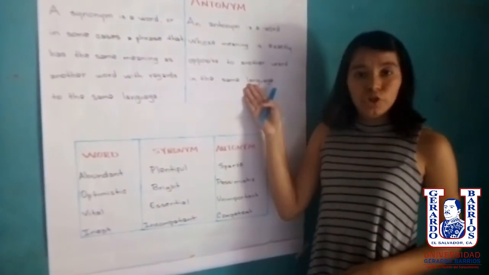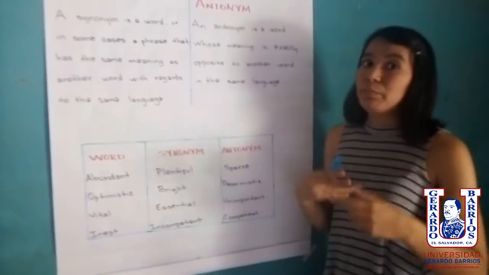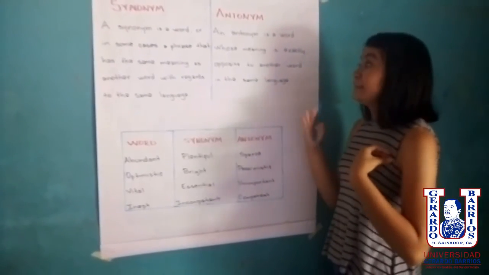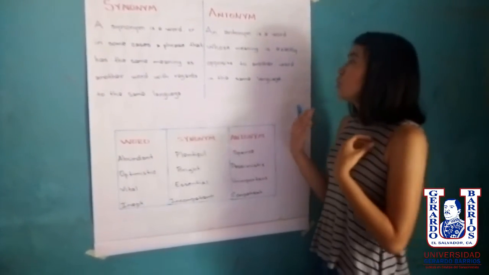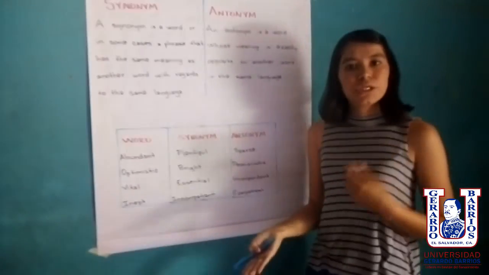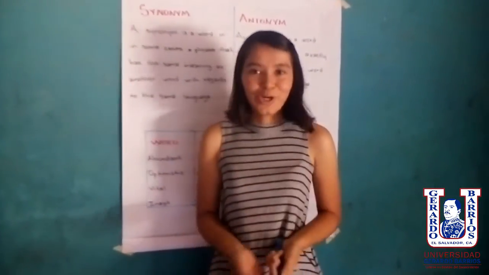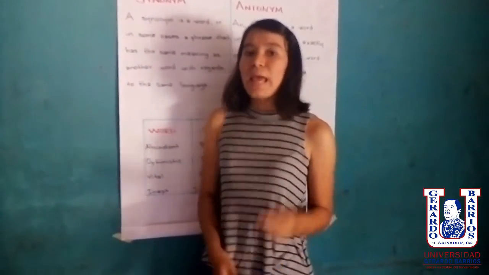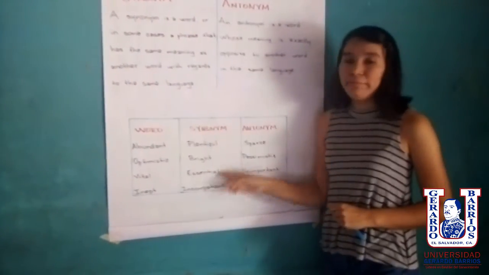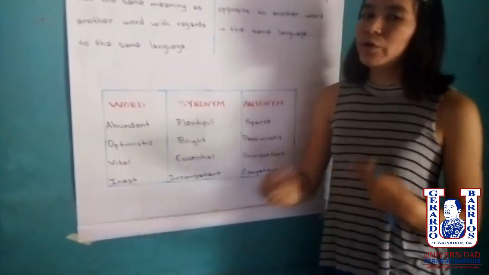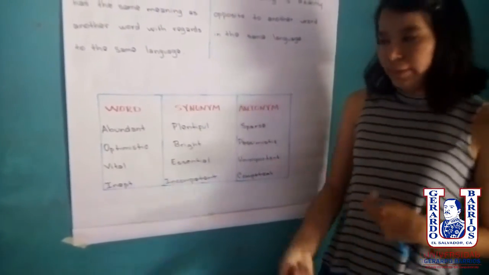Here we have antonym. Antonym is the opposite to the synonym. It's a word whose meaning is exactly opposite to another word in the same language. If I say the word hot, what is the opposite of this word? Cool, right? So as you can see, I have a little table with some examples, because we are going to study more during the class.